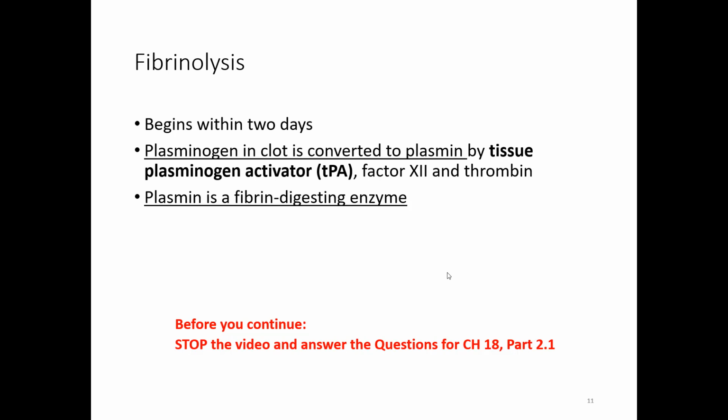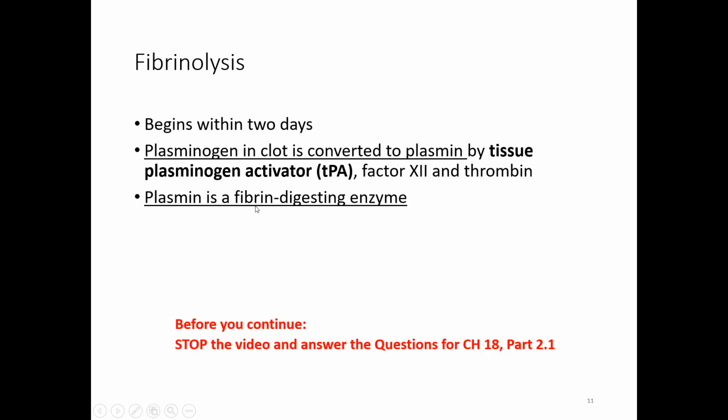The blood vessel walls also are being repaired, and approximately within 2 days we do not need that blood clot anymore. So what happens after that? To remove the blood clot, we have a process that is called fibrinolysis. For fibrinolysis, a special protein that we have in the blood, plasminogen, is converted to plasmin by a substance called tissue plasminogen activator, or TPA, and also by factor 12 and thrombin. But the main one is TPA, tissue plasminogen activator.